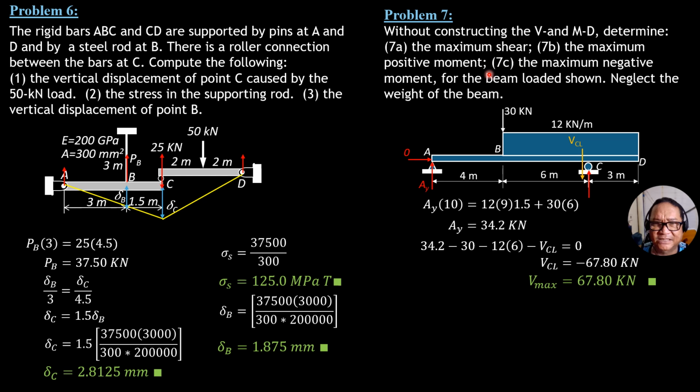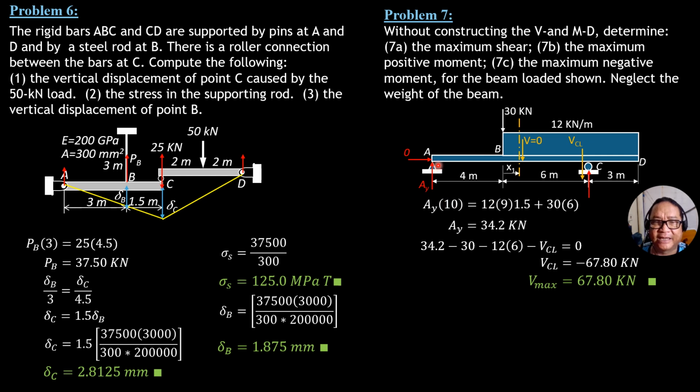Then the maximum positive moment occurs somewhere here where shear is 0, and the negative moment occurs over the overhang, which is here. We can easily compute that. But let's evaluate first the maximum positive moment. Let's locate where shear is 0, because that's the principal: shear 0, maximum moment.